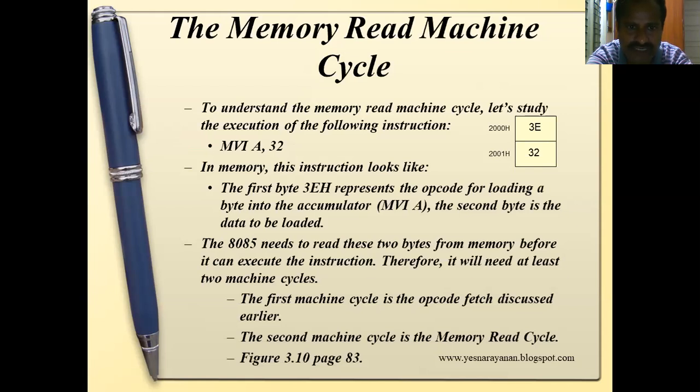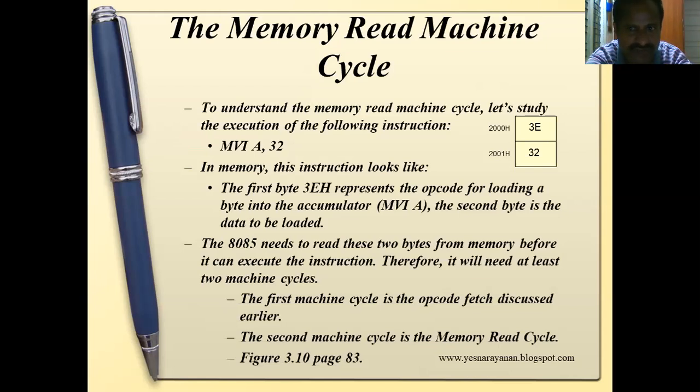In memory, these instructions look like this. The first byte 3E is a hexadecimal number. The first byte 3E represents the opcode for loading a byte into the accumulator. The second byte is the data to be loaded into the accumulator.